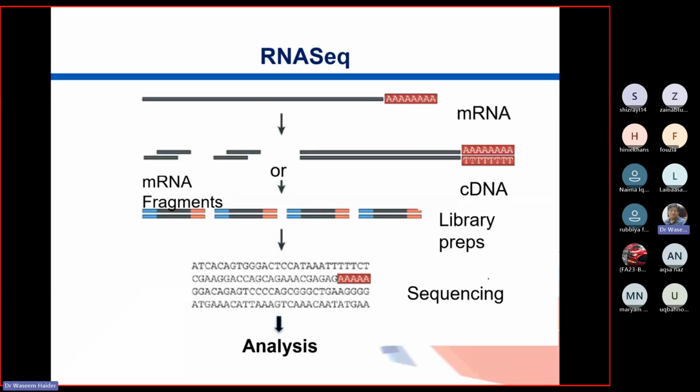So you capture the messenger RNA here. Remember, RNA-seq is not only restricted to messenger RNAs, but you can capture the messenger RNA using this length of A's, or poly A tail. That is different than ribosomal, and that is different than the transfer RNA.